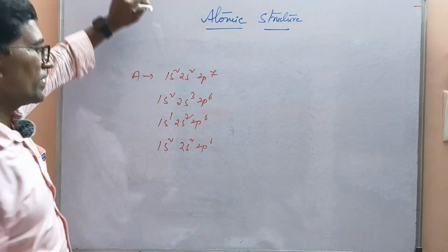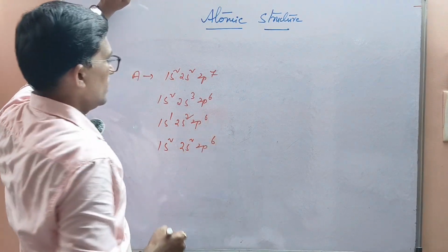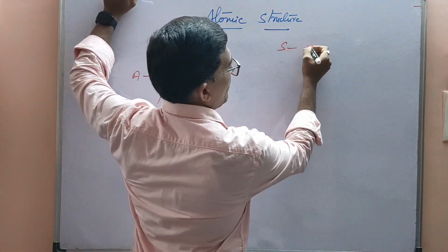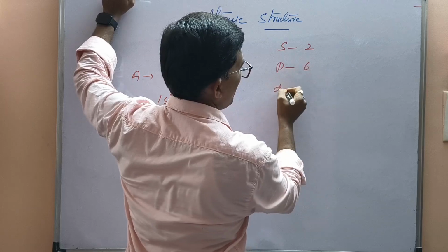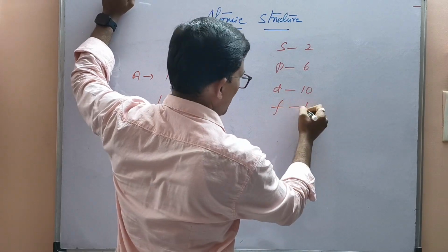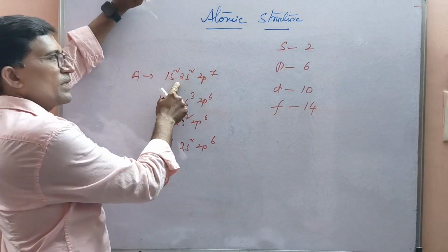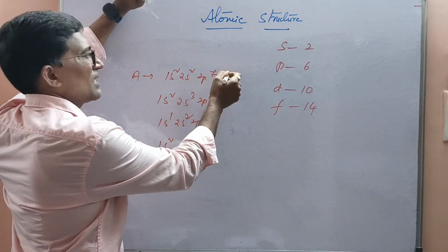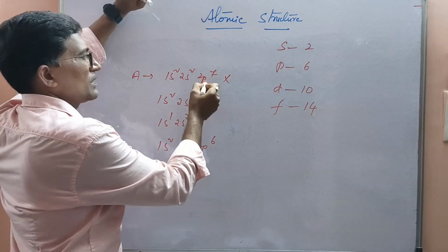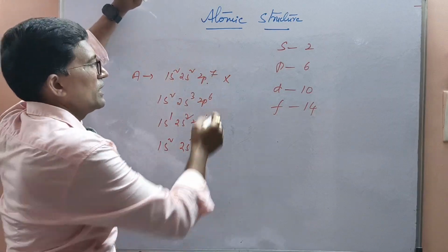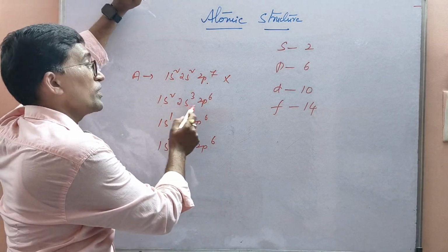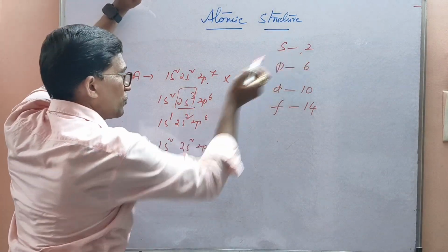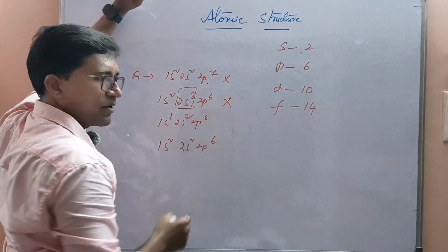So if you check these configurations clearly, 1s2, 2s2, 2p7. In s, the maximum number of electrons is 2. P maximum 6, d maximum 10, f, if it is there, means 14. So if you check this configuration, 1s2, 2s2, 2p7, p with 7 electrons is never possible. A p orbital with 7 electrons never exists. So it is wrong. And here 1s2, 2s3, 2p6 he mentioned. So 2s3, s maximum is only 2, but he mentioned 3. Hence it is also wrong.